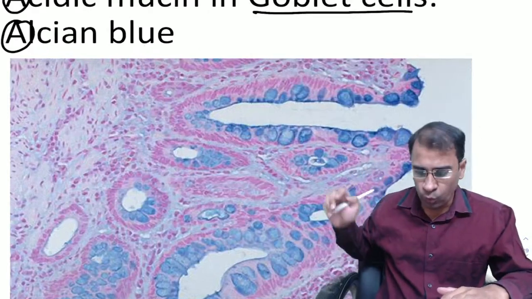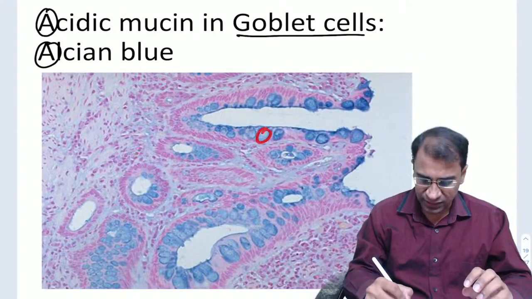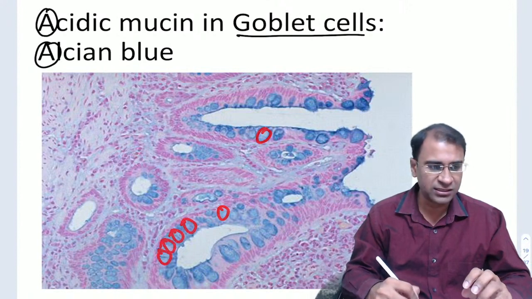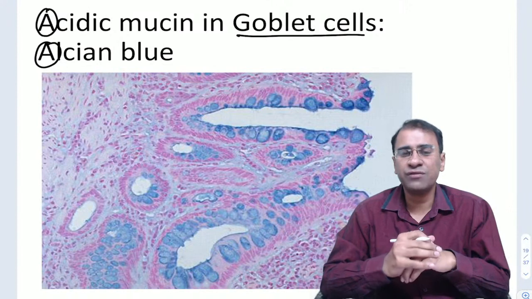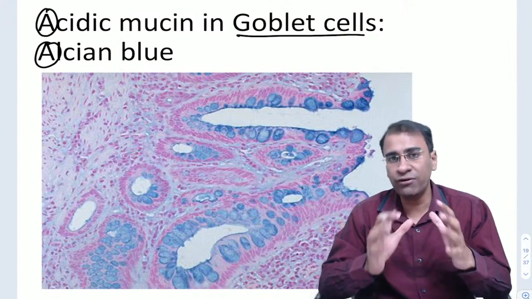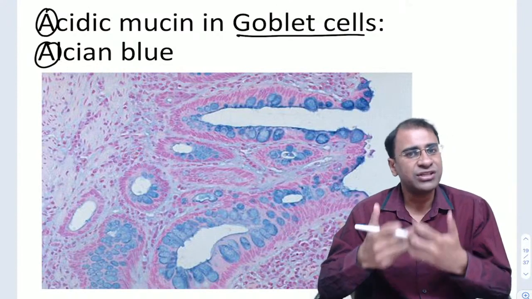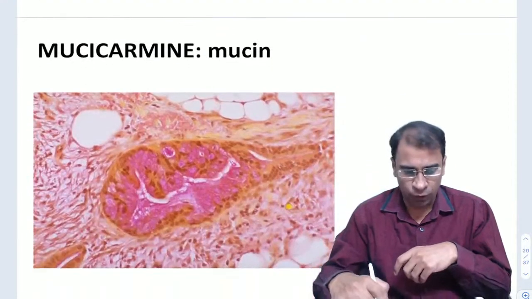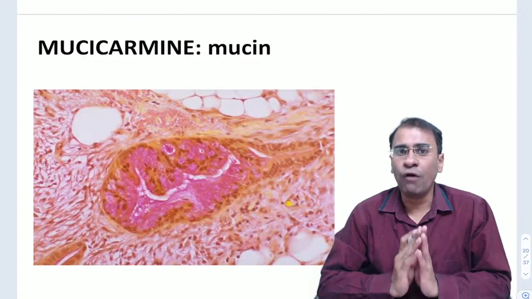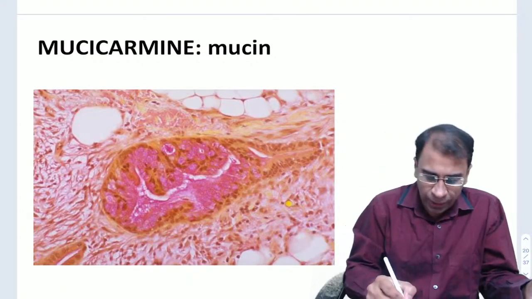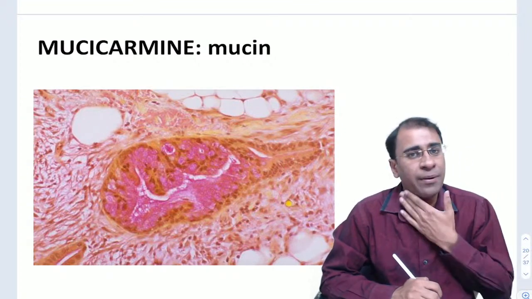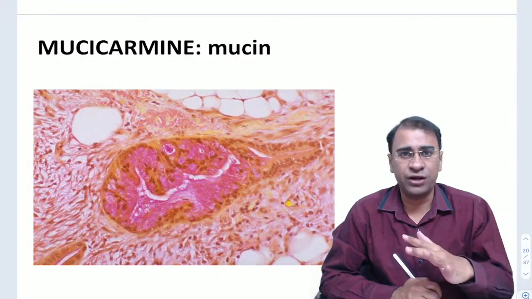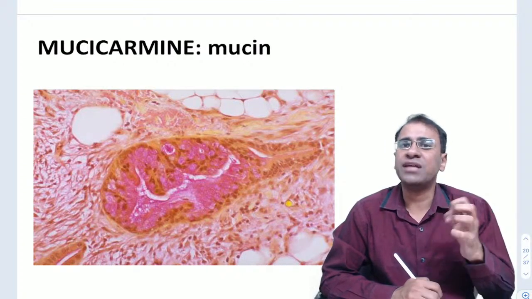So all these areas you're seeing, all these blue cells, these cells are the goblet cells, often seen positive in a case of acidic mucin in goblet cells. So often a Barrett esophagus will stain this very positively. Now, mucicarmine is a stain which often stains a neutral mucin. But mucicarmine is a very specific stain, but not a sensitive stain at all. So often we don't depend on the mucicarmine stain.